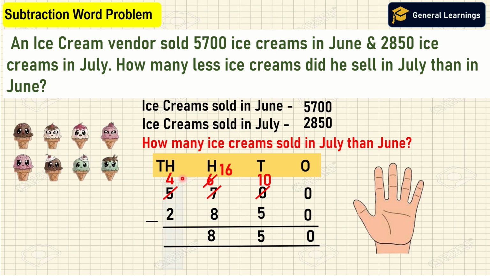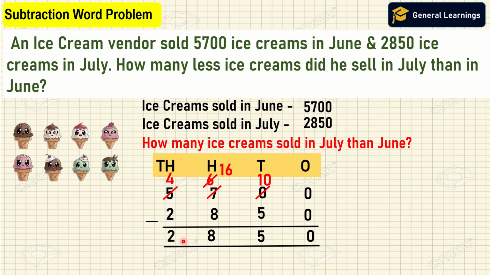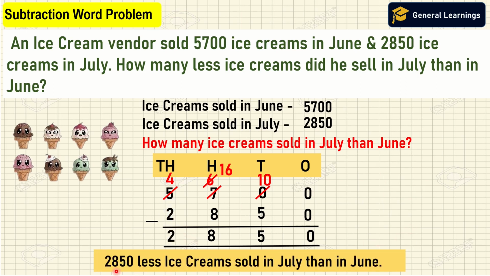Next, we are going to subtract the digit in the thousands place, which is 4 minus 2. So before 4 is 3, 2. So 4 minus 2 is 2. So 2,850 less ice cream sold in July than in June.